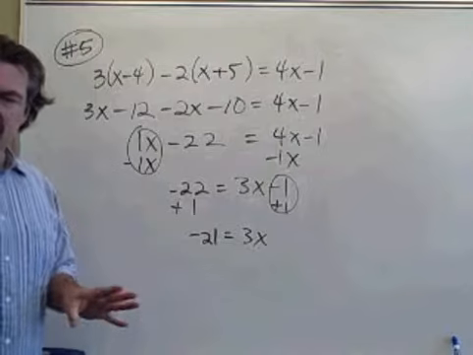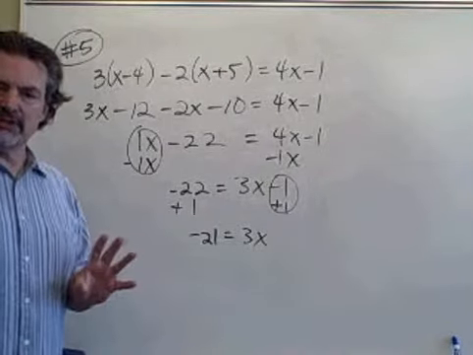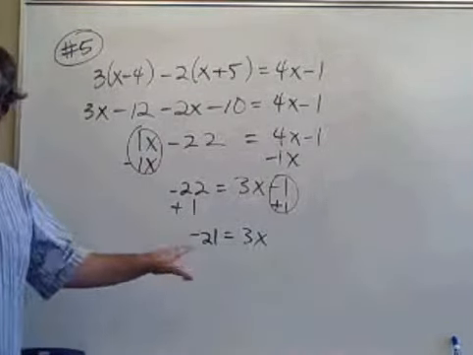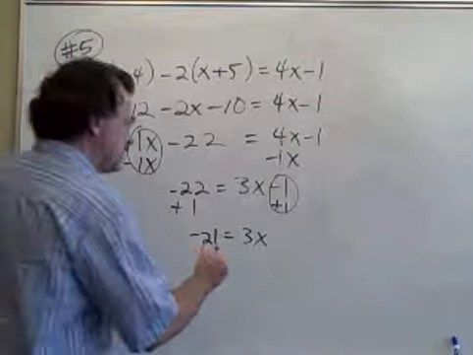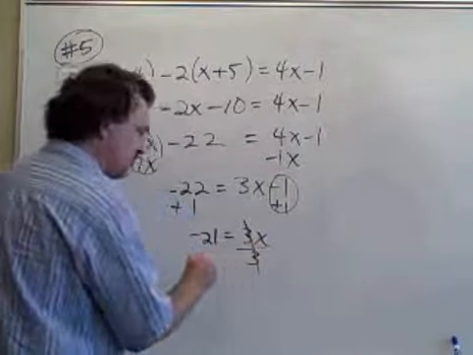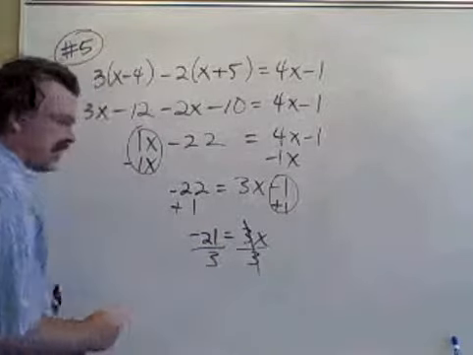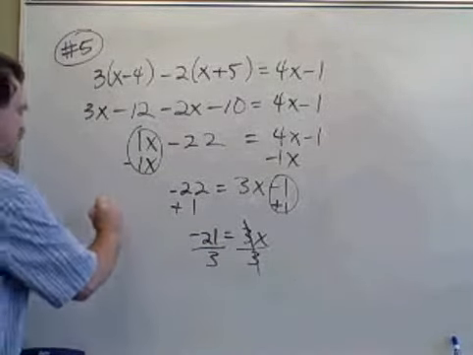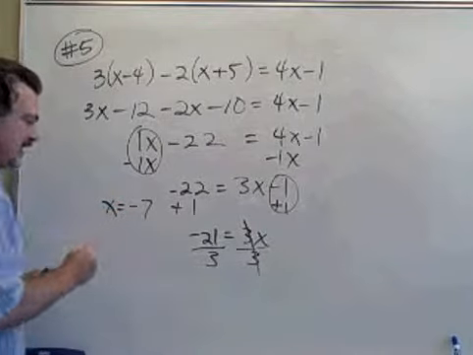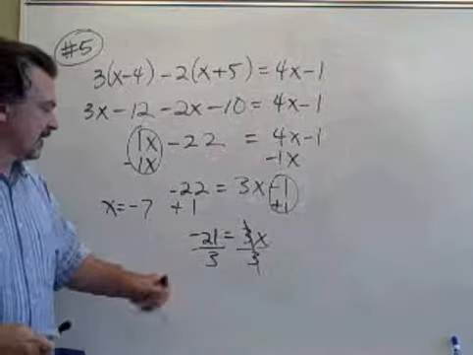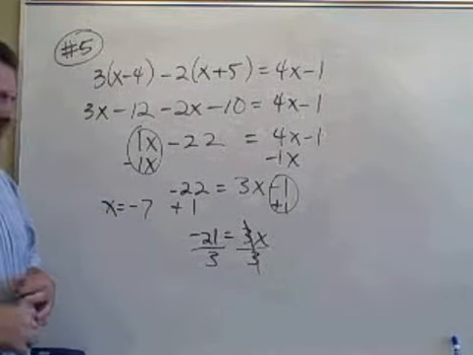And now the last step is to make the coefficient of the variable term 1. Right now it's 3. And any non-zero number divided by itself is 1. So I'll divide both sides by 3, and that gives me x equals negative 7. Negative 21 divided by 3 gives me negative 7.